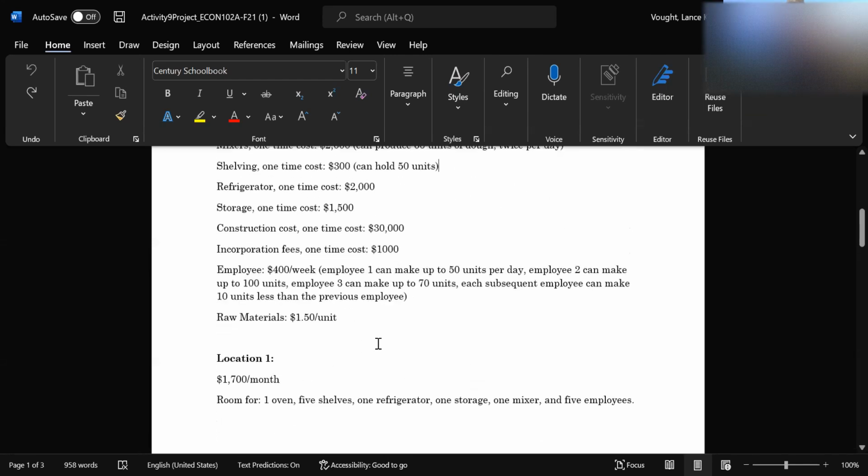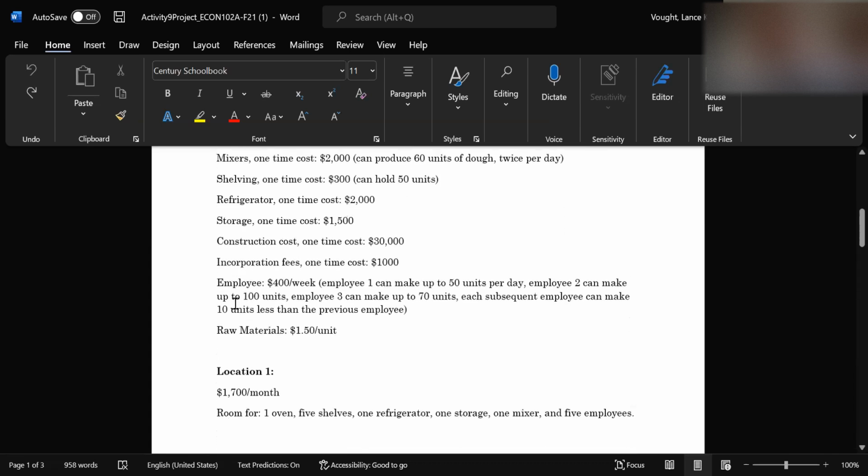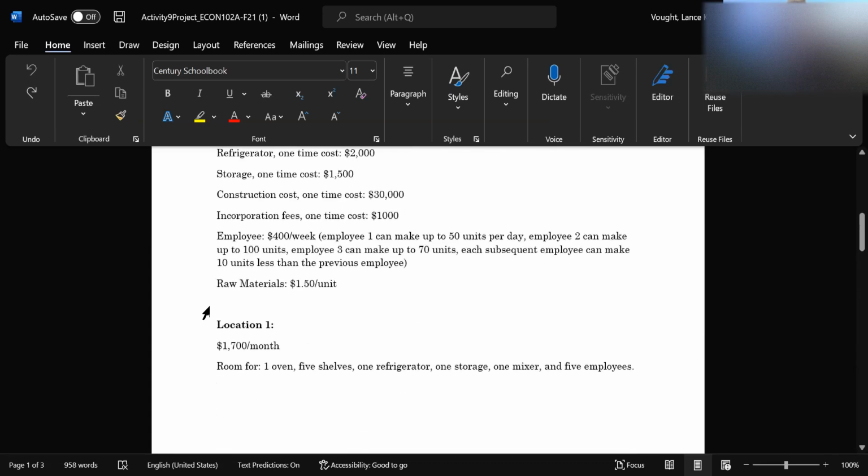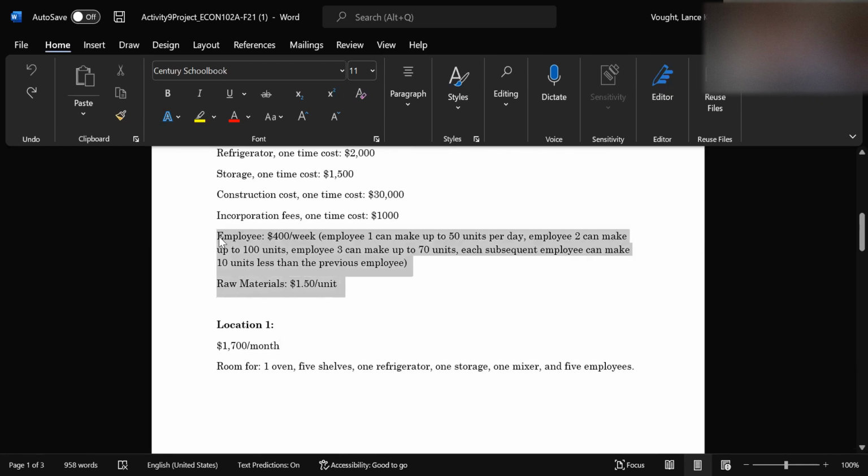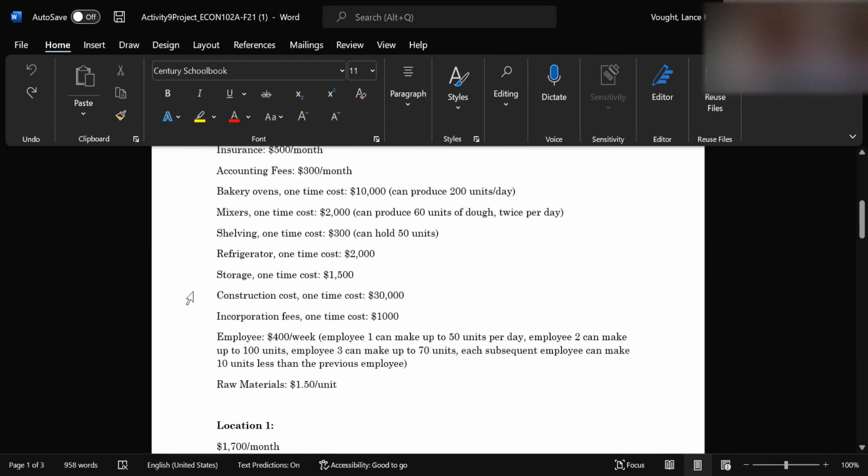And your rent. Oh yeah, forgot the rent, sorry. So those are your fixed costs. Then your variable costs will be raw materials, employees. Okay. Then I already made a big mistake.